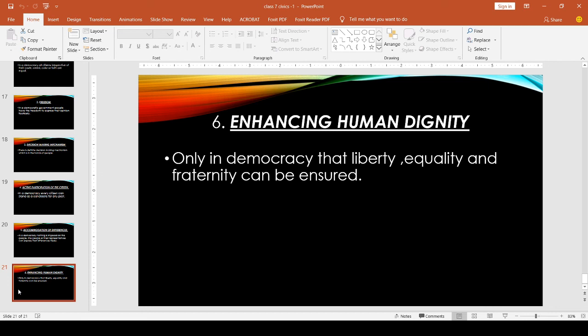for the upliftment of these poor people, for the development of these poor people. In order to improve the condition of these poor people, those seats are reserved. That means in a democracy economic liberty, economic equality, and fraternity can be ensured. So enhancing human dignity is possible only in democracy. Because of these features, democracy has become popular in the modern world.